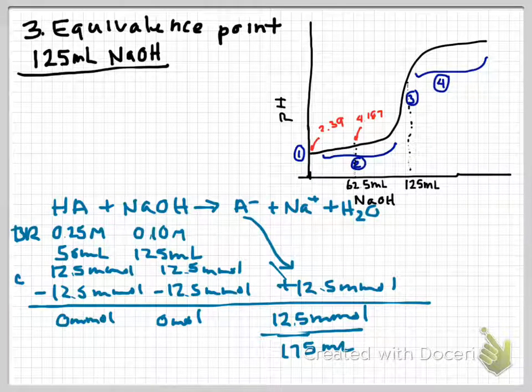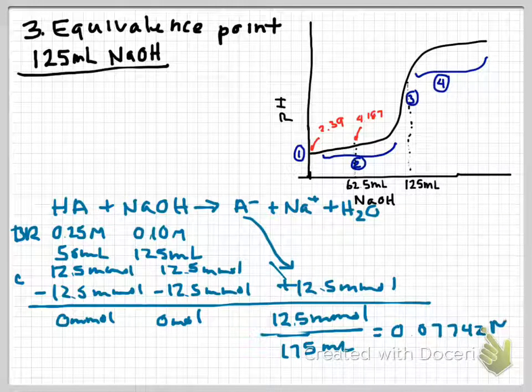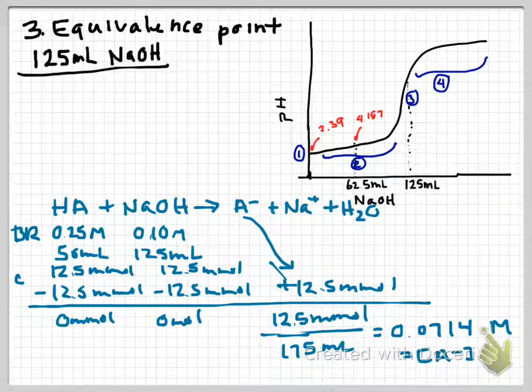175 mils. And so that gives me my concentration as 0.0714 molar. And that's the concentration of my weak base. Because I no longer have any weak acid present, I am no longer buffering.